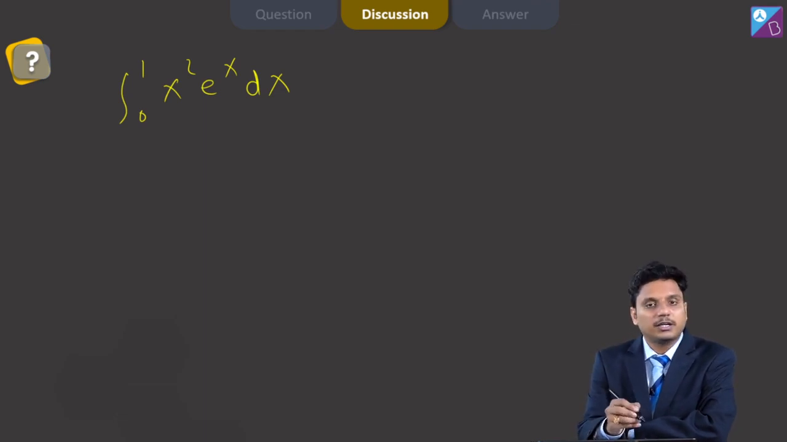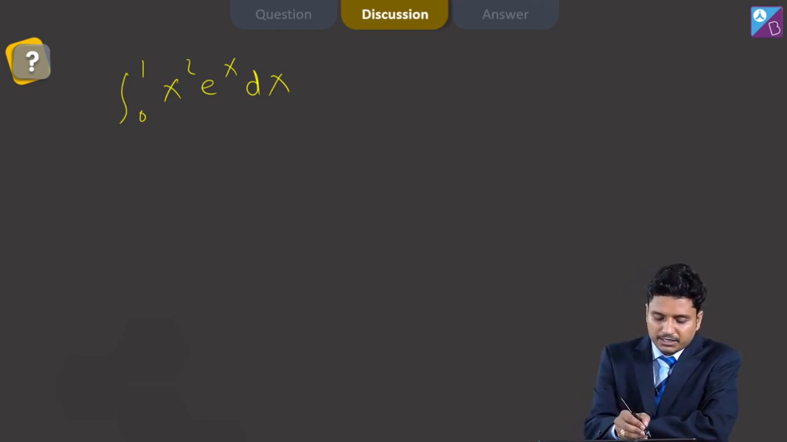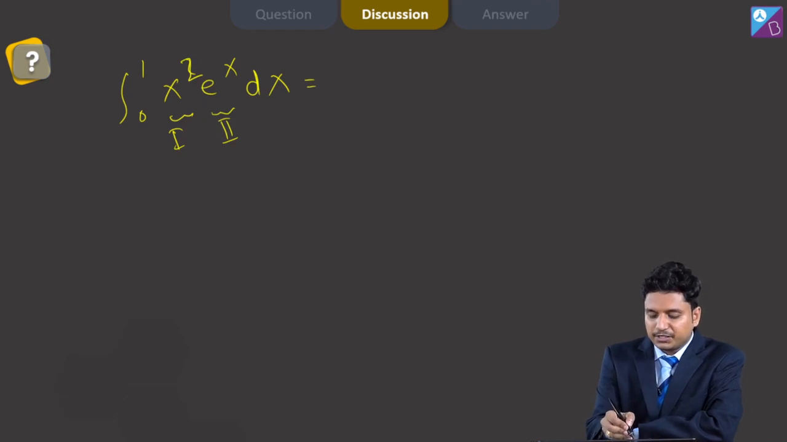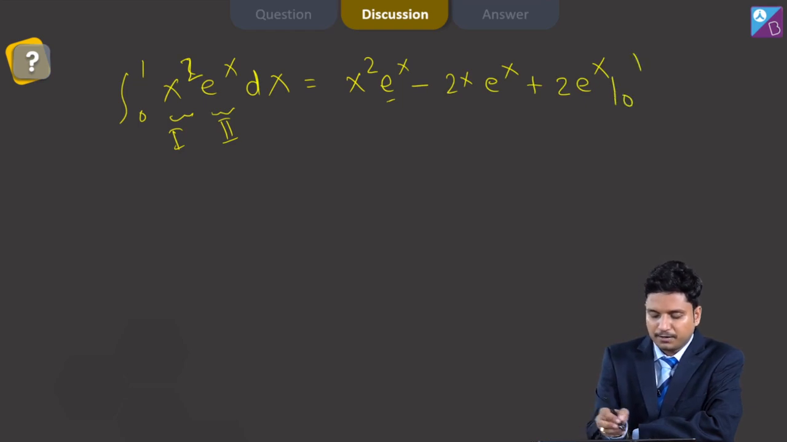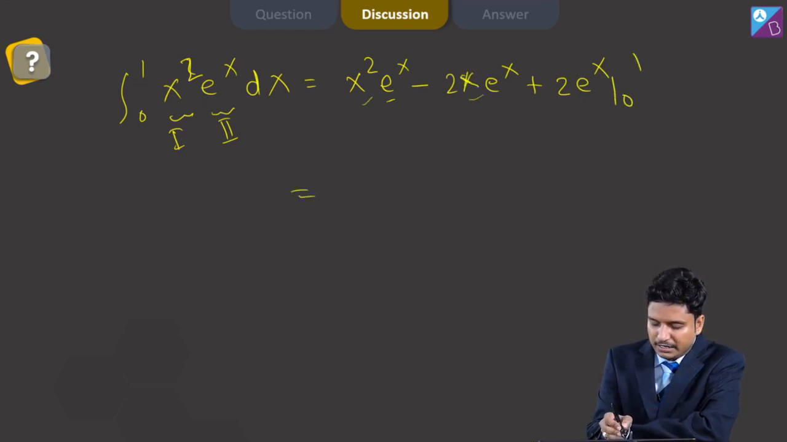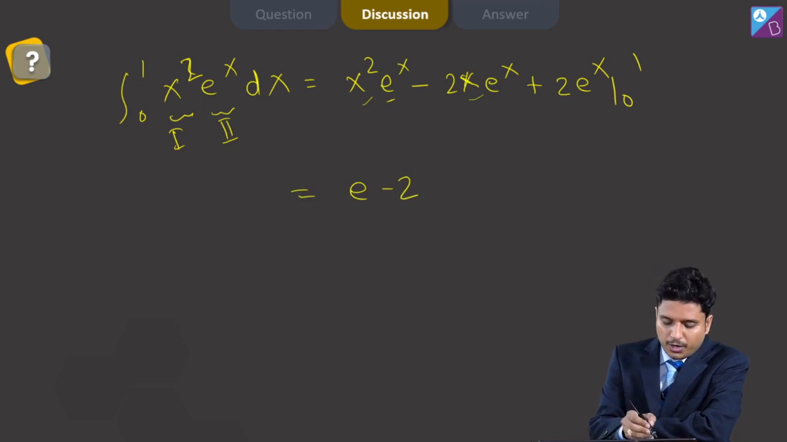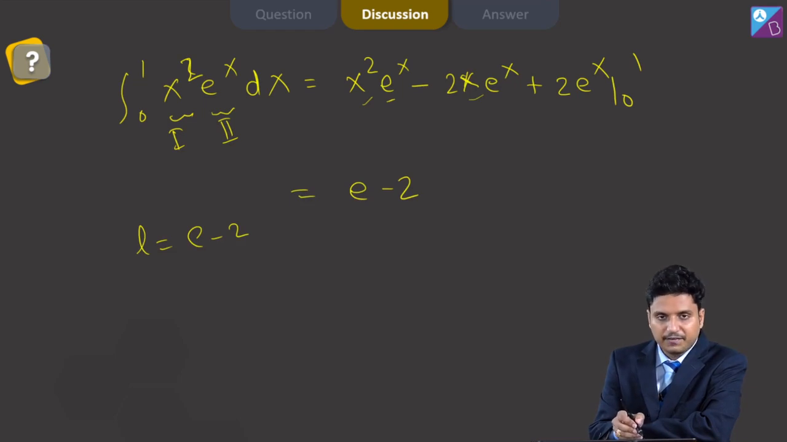Again the shortcut for integration by parts can be used. This will be your first function and this will be your second function, and now you can do first function as it is into second function's integration minus first function's differentiation. Integration of this term is again e raised to power x, and plus again you have to differentiate this, 2x, and you will get 2 e raised to power x, from 0 to 1. So what will be the correct answer? It will be e minus 2. So L is equal to e minus 2, which is somewhere around 0.71.